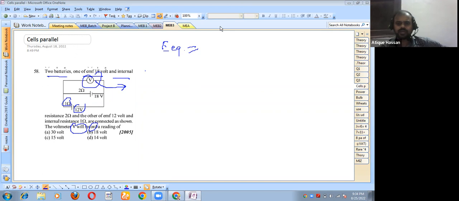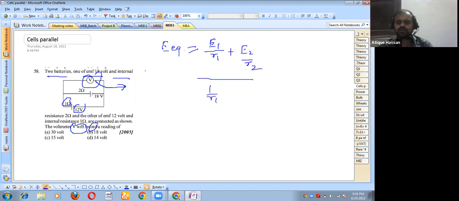So what we have to do, according to the question, is find the equivalent EMF, since we have to find the voltage reading of the voltmeter. From the configuration we can see that the cells are in parallel. So we can find the equivalent EMF by using the formula (E1 by R1 plus E2 by R2) divided by (1 by R1 plus 1 by R2).